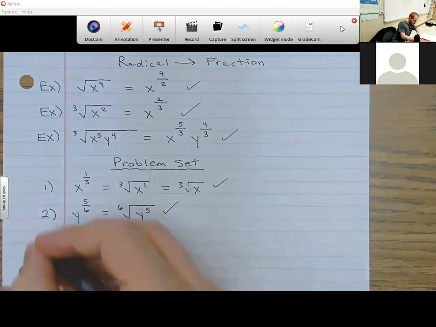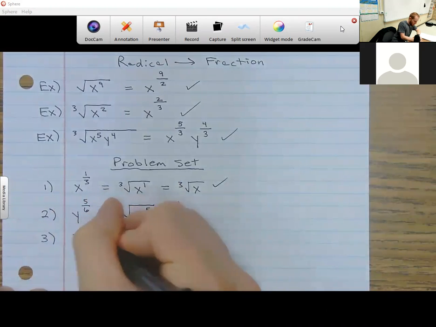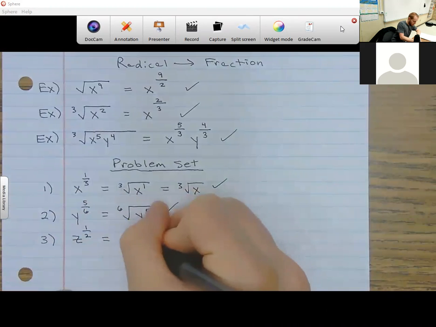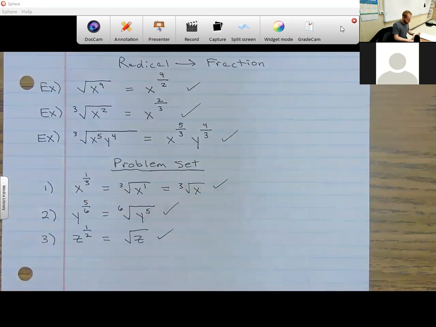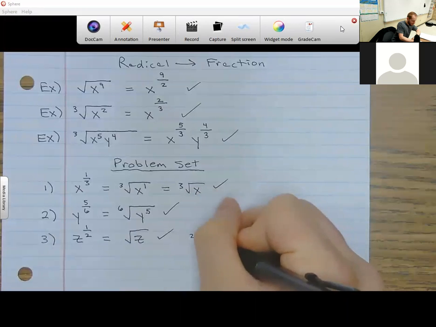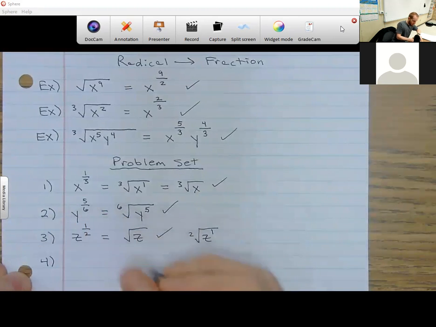And number 3, I've got z to the 1/2 power. Anything raised to the 1/2 power is going to be a square root, so I know this is going to be square root of z. Okay. Now, usually I would write that as 2 on the outside, 1 on the inside, but we all know that this is a square root, so I just write it as a square root. The 2 is already understood to be there, and the 1 is already understood to be there. So I don't need to write it like this. Although you wouldn't be wrong if you wrote it like that.